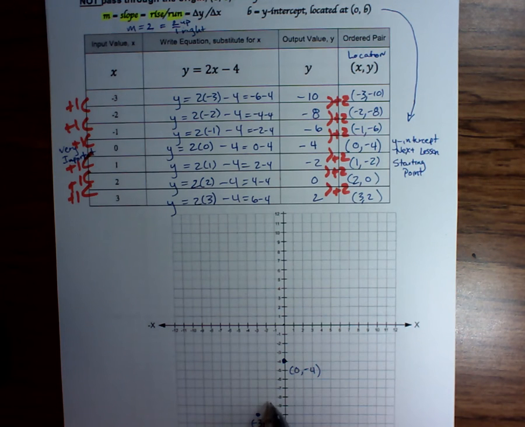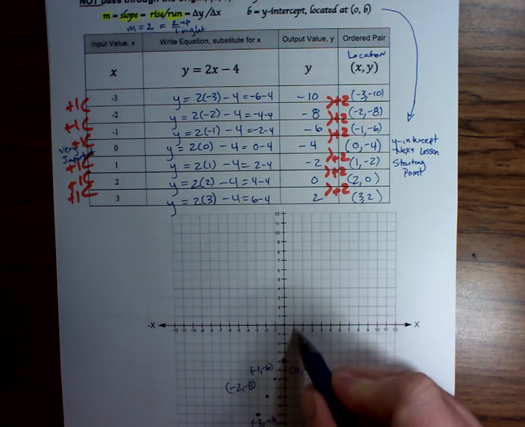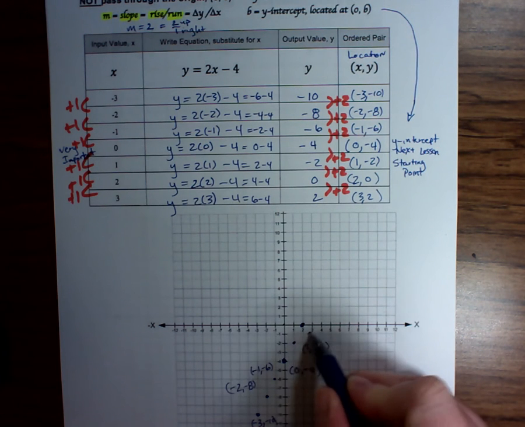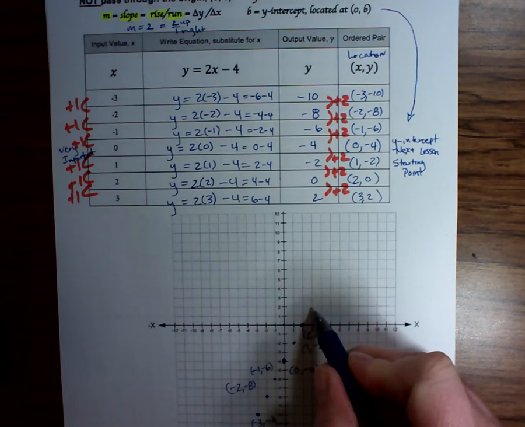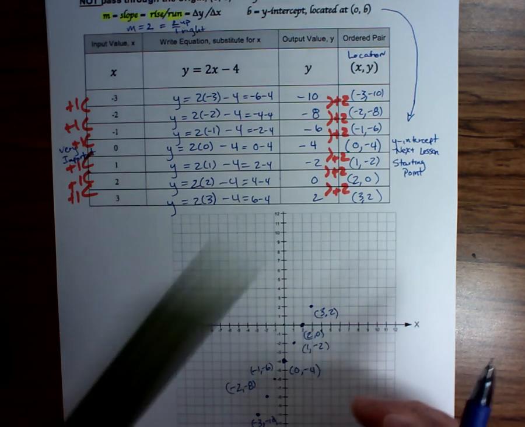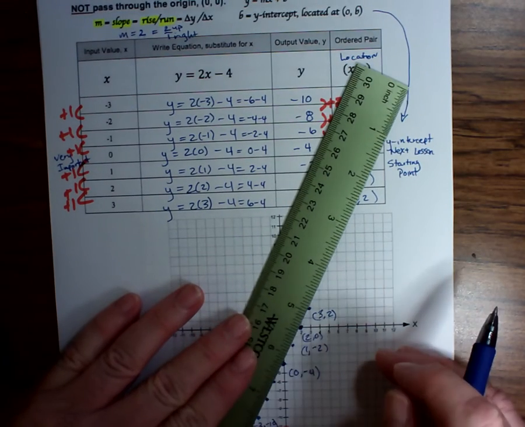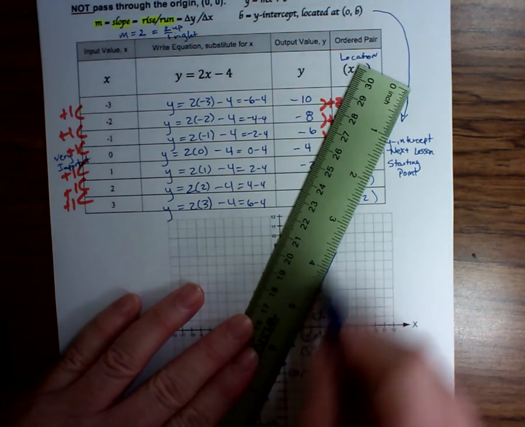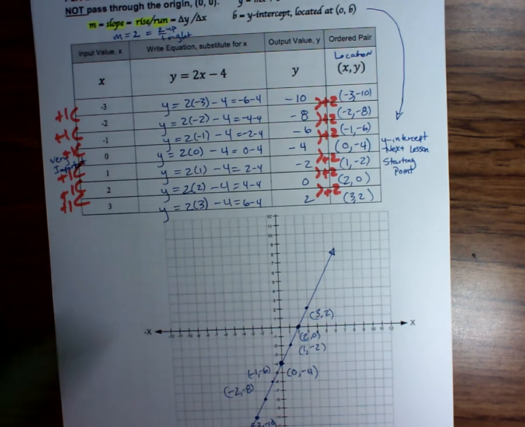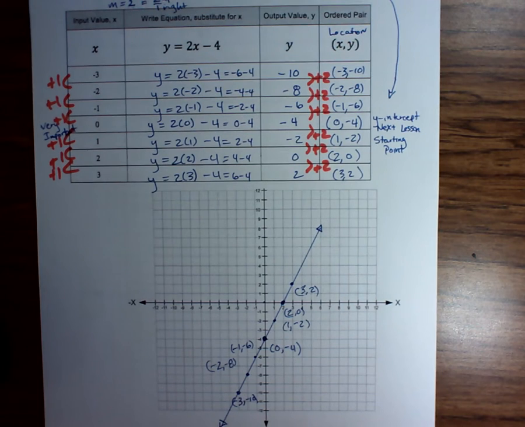Negative 2, negative 8, negative 1, negative 6, 1, negative 2, 2, 0, and 3, 2. Again, any mistakes will be found and caught here as I lay my straight edge down. The points have to line up, and then I just top it off with a little arrowhead on both ends.